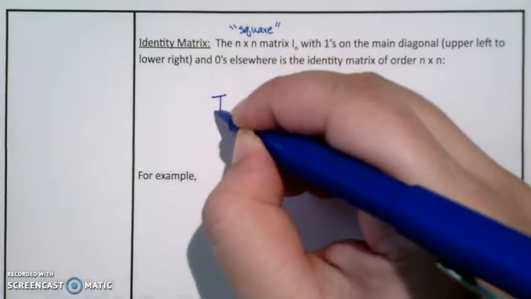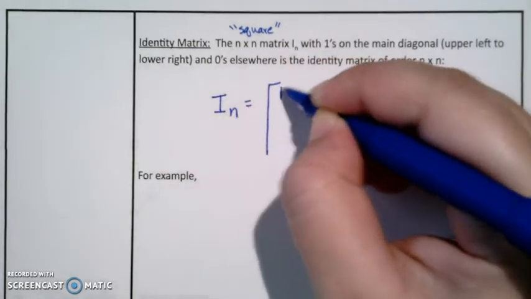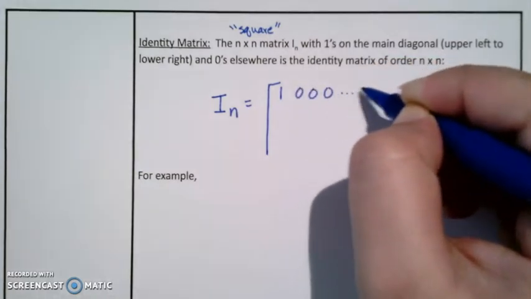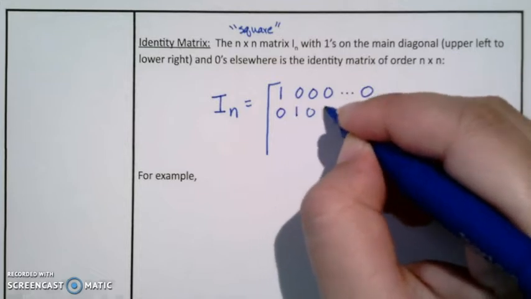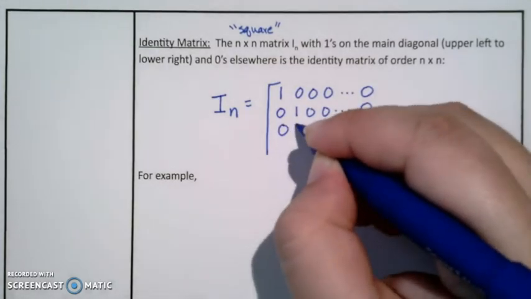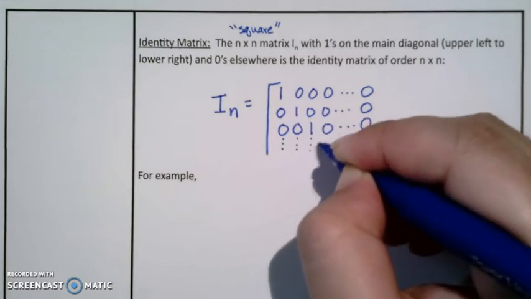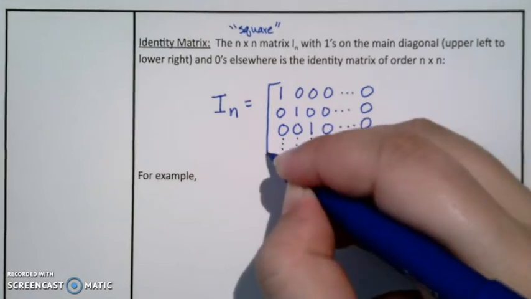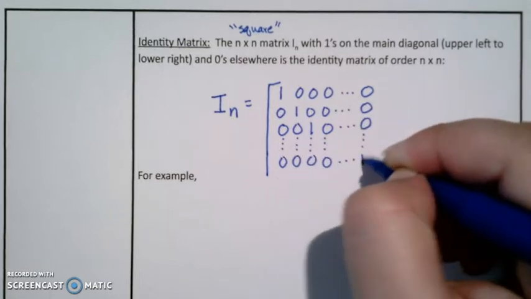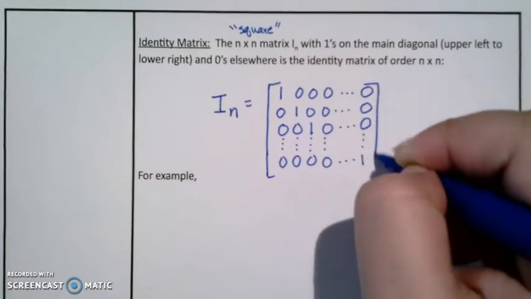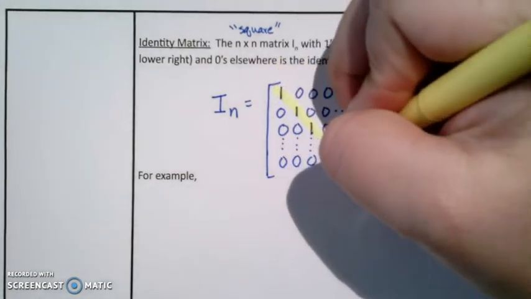So we can say the identity matrix of n by n equals 1, 0, 0, 0, all the way out to our nth element; 0, 1, 0, 0, all the way out; 0, 0, 1, 0, all the way out. And then we skip down to our nth row, and we have 0, 0, 0, 0, all the way out, and finally 1. So if you'll see, the 1s make a diagonal.